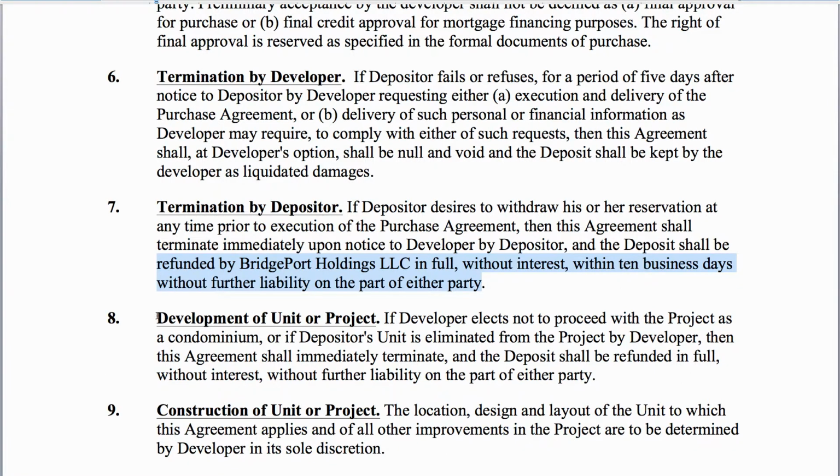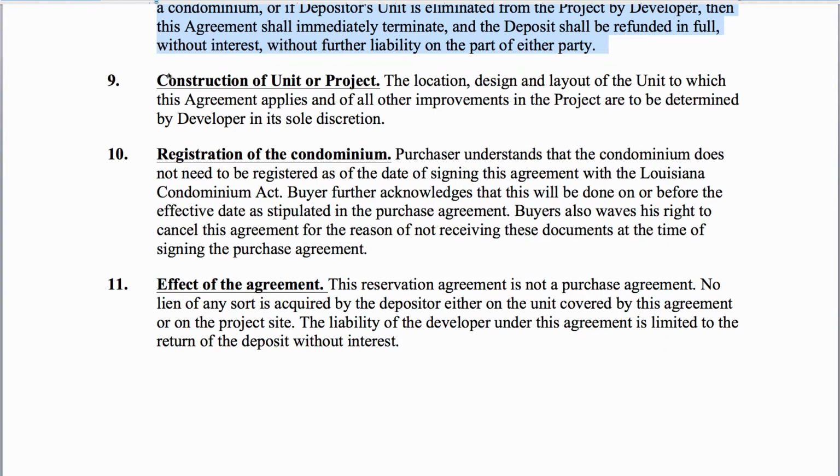Okay, there we go. Development of the unit or project. Now, if the developer elects not to proceed with the project as a condominium, or if the depositor's unit is eliminated from the project, then we will refund you in full, period. Okay, so that's this.